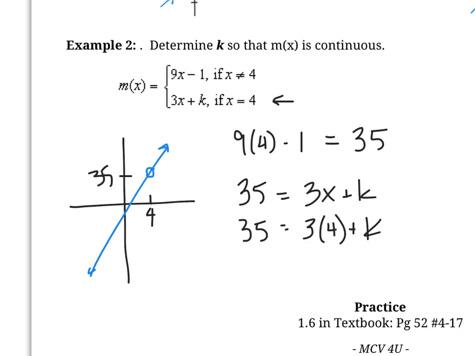So go for it now. You can pause the video if you want. Simple solving. k turns out to be 23. So if k equals 23, that second part of the function here, 3 times 4 plus 23, is going to give us 35 and is basically going to fill in that hole. So there's our answer. k equals 23.